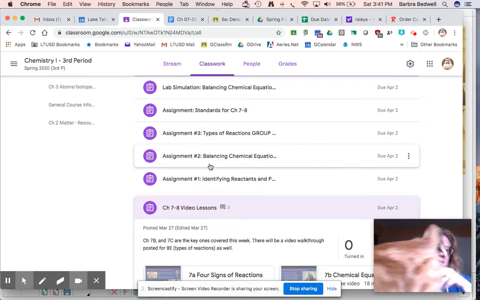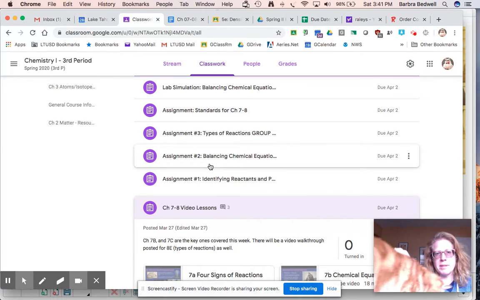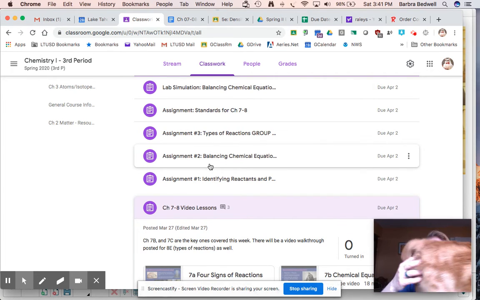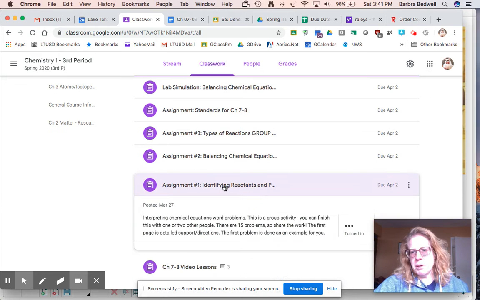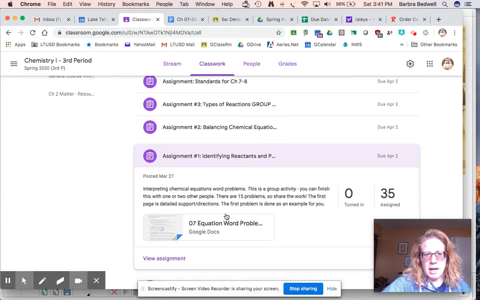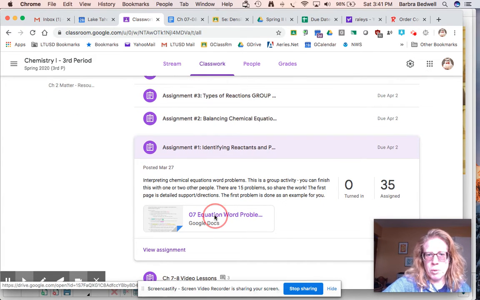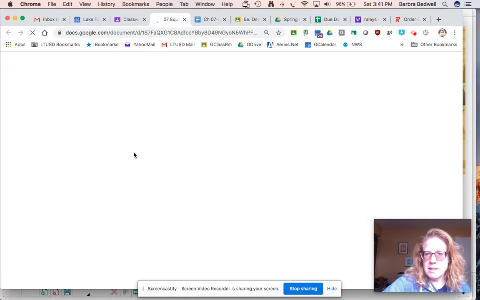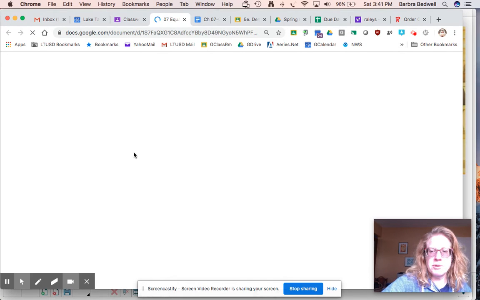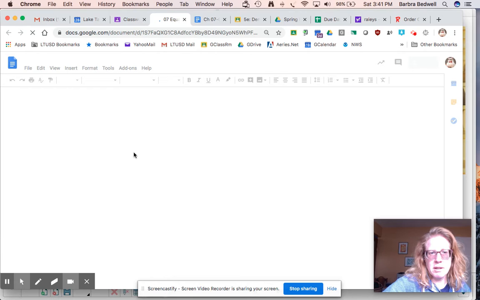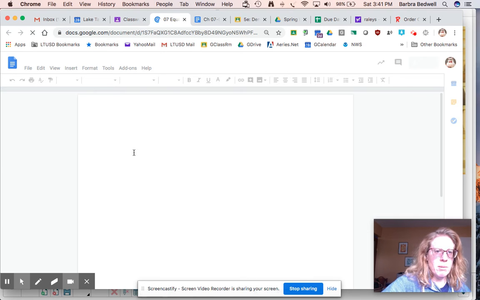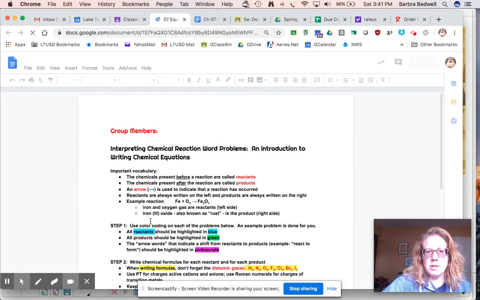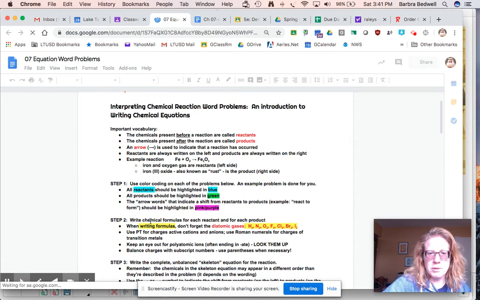And then you can see right here, I've got a set of four different assignments for you to work on. Each one of them is pretty much directly related to one of those standards. So assignment number 1 is directly related to standard 7B. It's about learning how to write chemical equations. This is a series of word problems. The first page has a bunch of references and instructions for you to use as you're practicing. So you've got a resource right there.